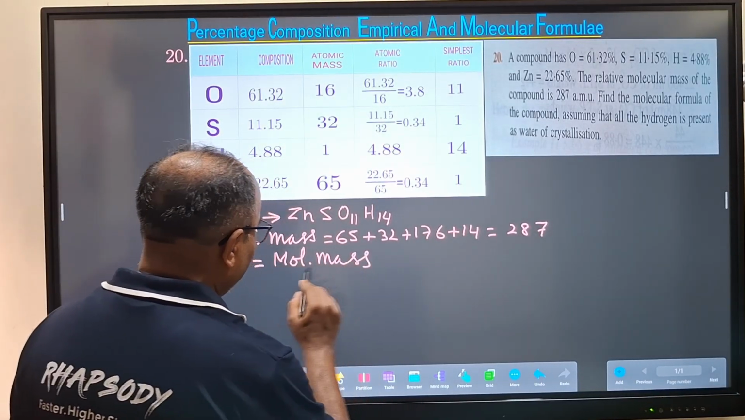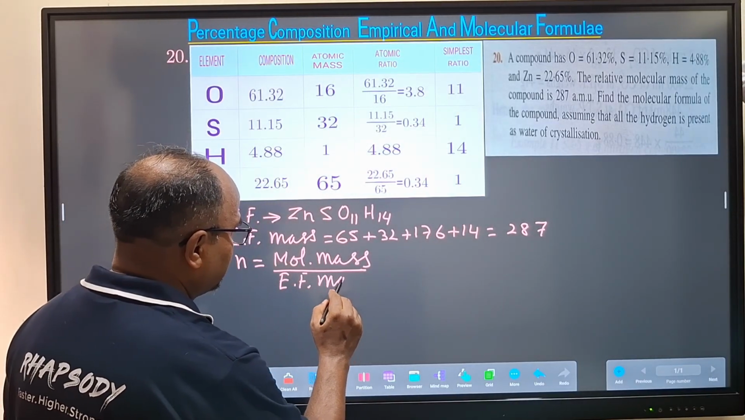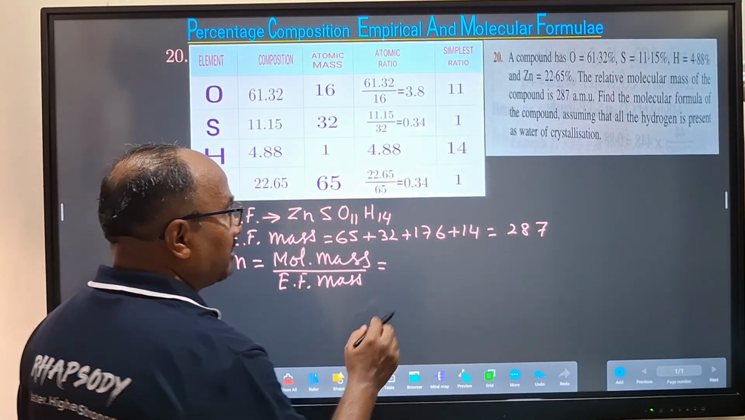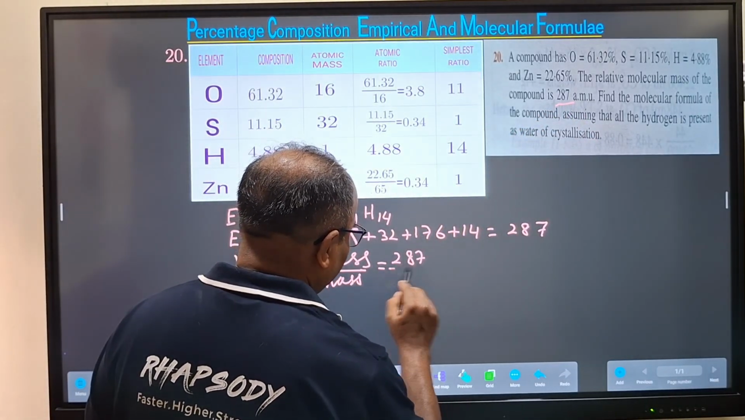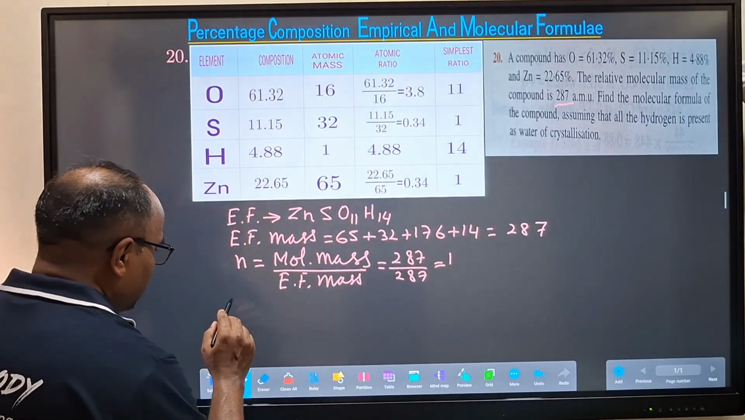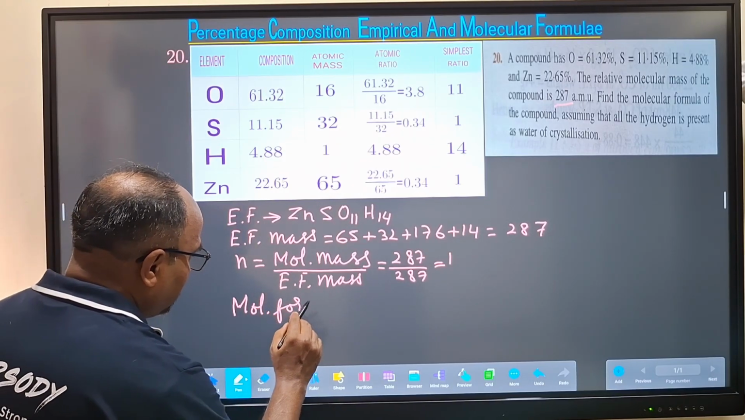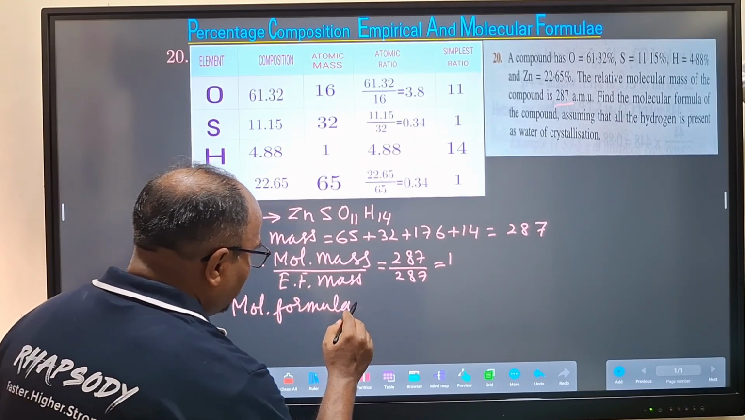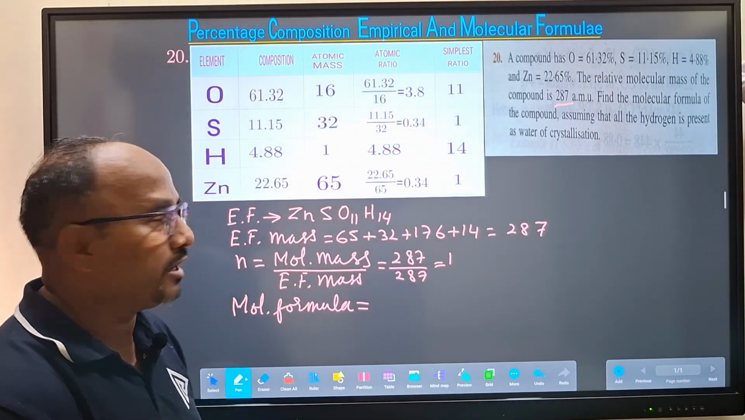n is molecular mass by empirical formula mass. So that will give us, it is given here 287. So here also 287 gives us 1. So molecular formula, because n is 1, we can say molecular formula is equal to the empirical formula.